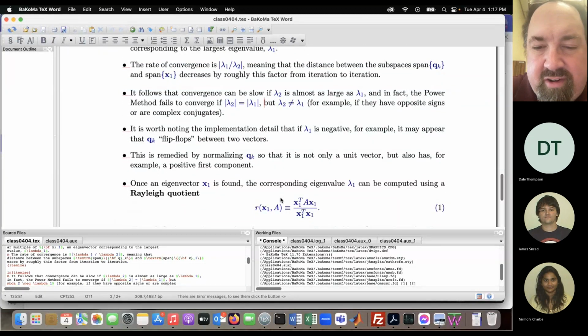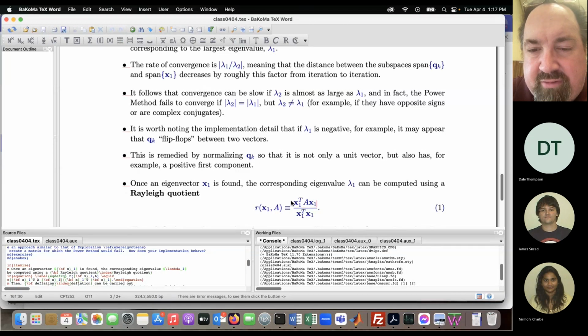Now, if you have an eigenvector, all it takes to get the eigenvalue is you can compute what's called a Rayleigh quotient. So you compute A times your eigenvector, then take the inner product with your eigenvector, and then divide by the magnitude of the eigenvector squared. If Ax1 is equal to lambda1 x1, then you'd have a lambda1 here that you can factor out, and then everything that's left would cancel out, and you'd be left with lambda1. So this is a typical way when you have an approximate eigenvector to get the eigenvalue that goes with it, the Rayleigh quotient.